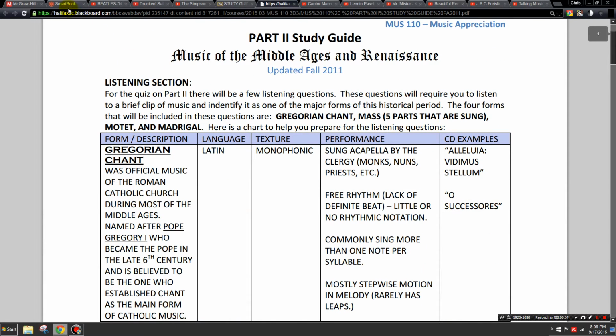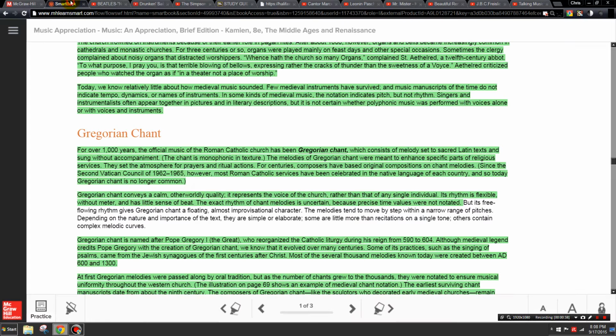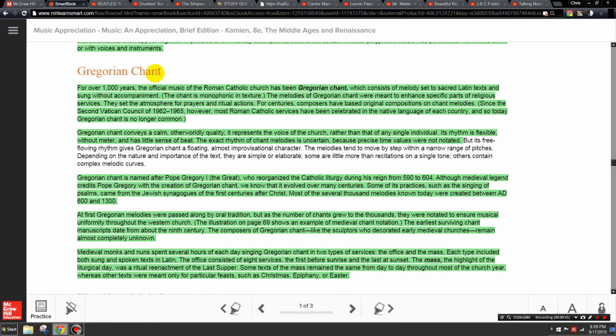Since we do have a listening section on your quiz on this part, we want to make sure that you know what to listen for. So I'm going to start with the oldest and work our way up to the Renaissance.